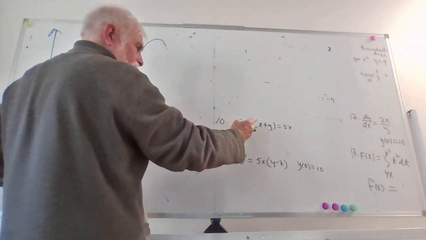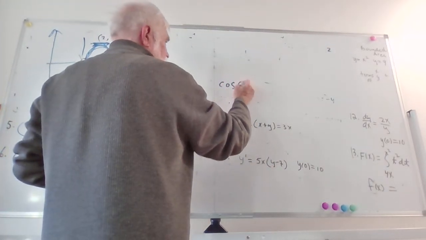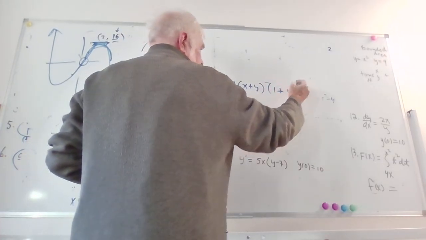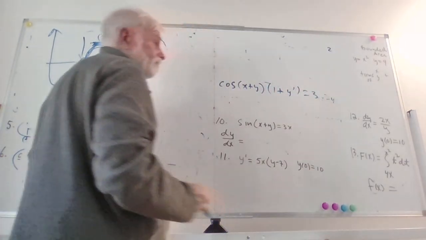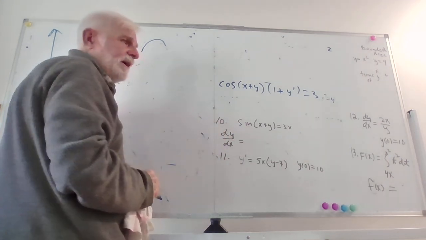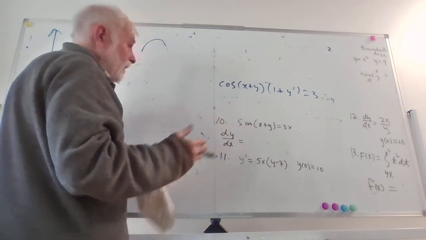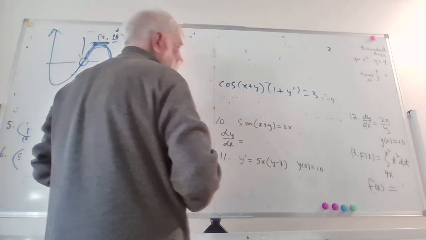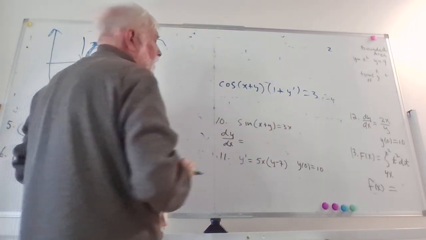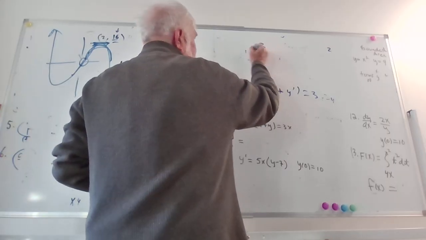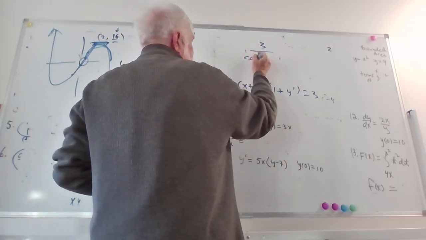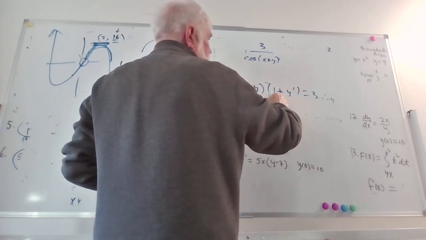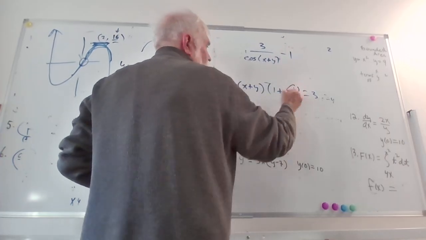All right, so we want y prime. So I got to do the cosine of x plus y times 1 plus y prime equals 3. Everything that has an x has a dx. Everything that has a y has a dy. And when I divide by dx, the dy over dx does not cancel. All right, so this is going to be 3 divided by this cosine of x plus y, minus 1, and that's y prime.